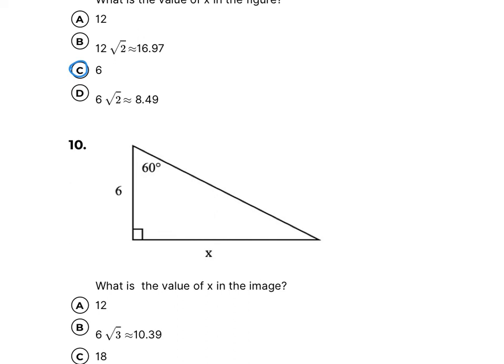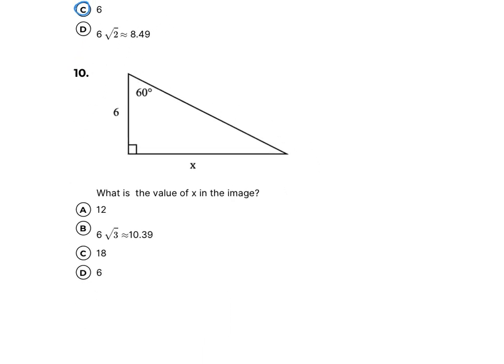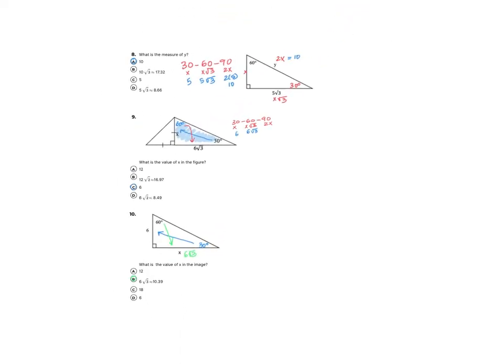In number 10, again, this is a 30, 60, 90 degree triangle. So the side opposite the 30 degree, because if we have 60, 90, then the third angle is going to be 30. So the side opposite the 30 is 6. So the side opposite the 60 is going to be 6 root 3. And that's going to be the value of x. So on this page, we reviewed the concept of the 30, 60, 90 degree triangle.